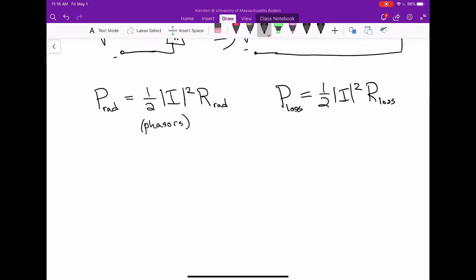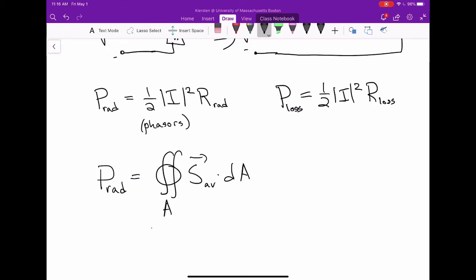Remember that we have one other way of finding the radiated power. The radiated power is also equal to a flux integral of the Poynting vector over any surface that encloses the antenna. Now, using these two facts, if you know the Poynting vector from the antenna, you can find the radiated power, which means that you can find the radiation resistance as long as you know the current at the antenna terminals.